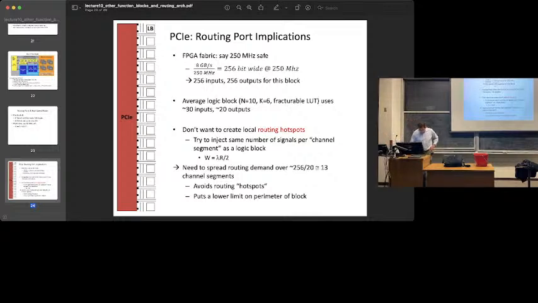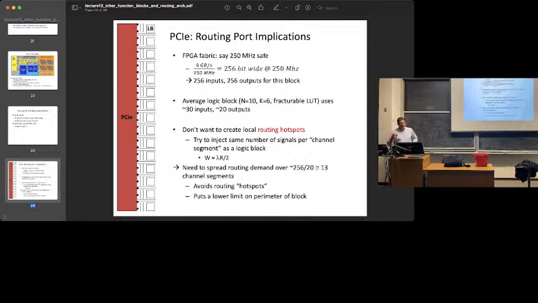The average logic block that we've been looking at, so let's say it's an Intel logic block, is 10 fracturable six-LUTs. We saw that has typically around 30 inputs and about 20 outputs, which is a lot less than 256 inputs, 256 outputs. If we just take that and connect it up to our routing fabric in one spot, just like we do for the logic block, we're going to have a big problem.